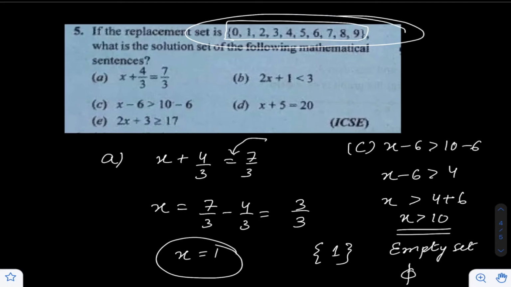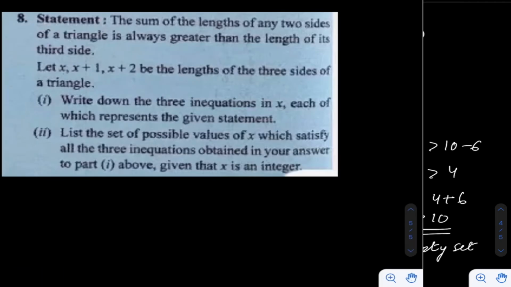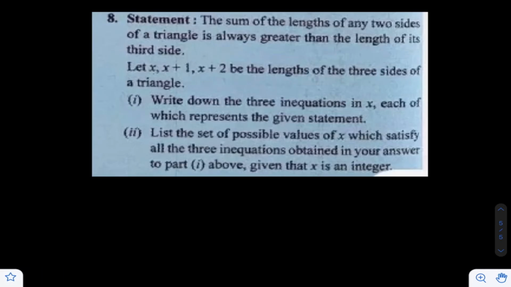Now in question number 6 and 7 we have to do the same. Let us come to question number 8. Statement: the sum of the length of any two sides of a triangle is always greater than the length of its third side. So this theorem we must have studied in class 9. And the sides of the triangle, they have given x, x plus 1, x plus 2 be the length of the three sides of a triangle. Write down the three inequations in x, each of which represent the given statement.